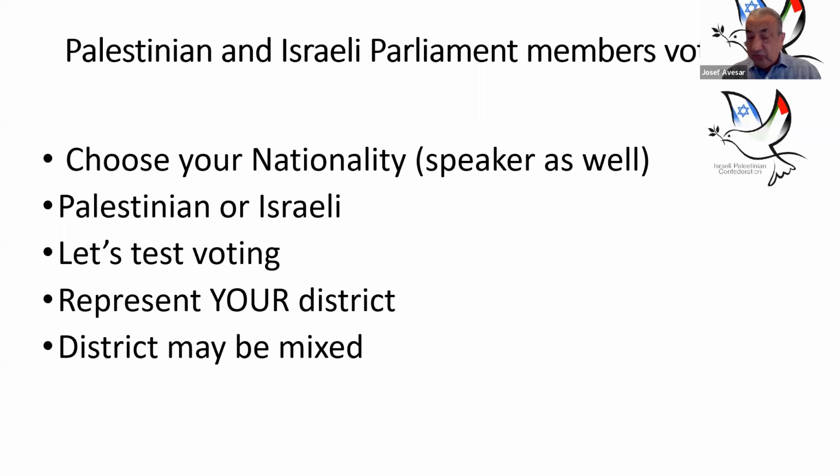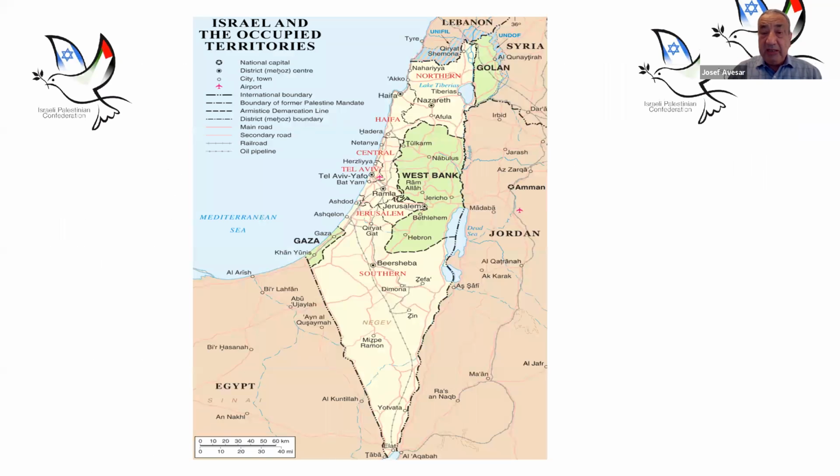Now, some of you may decide to not participate until you see what's going on. That's fine. You can join in later as either Israeli or Palestinian. And let me show you the map one more time. And I'm asking you to decide in your own mind what area you are representing. And I may ask you, what is your district, if we get to that discussion?